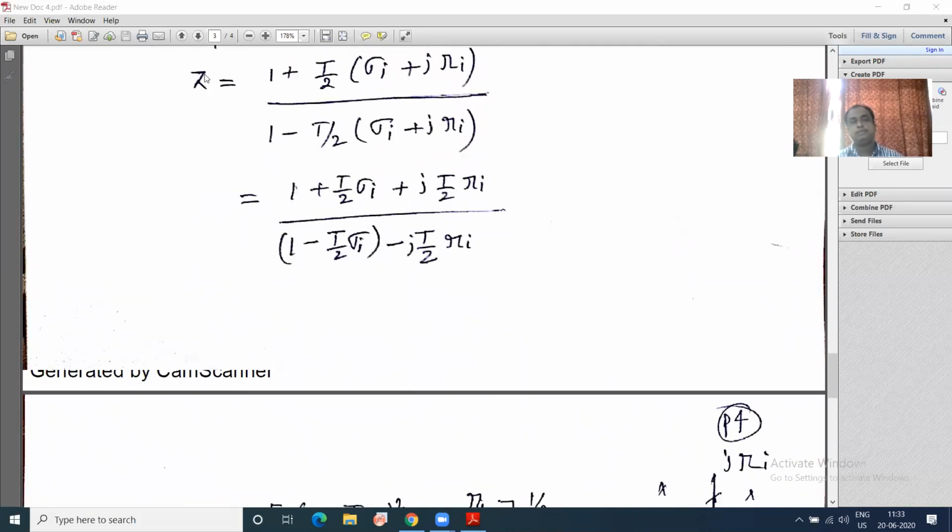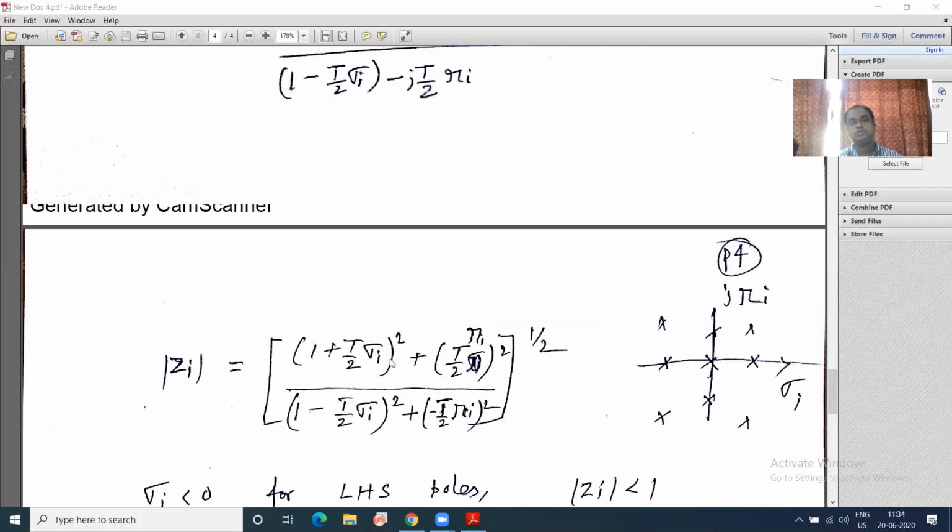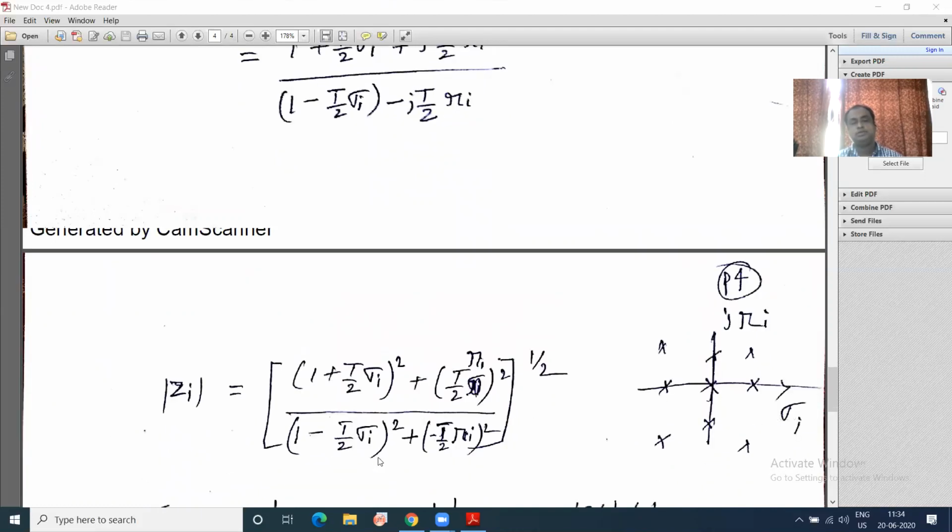Now, if I want to take the magnitude of this, it is equal to 1 plus t by 2 sigma I, whole square, plus the imaginary part whole square, power half, over 1 minus t by 2 sigma I, whole square, plus the imaginary part whole square, power half. Is it all right? Yes, sir. No doubts? Okay.